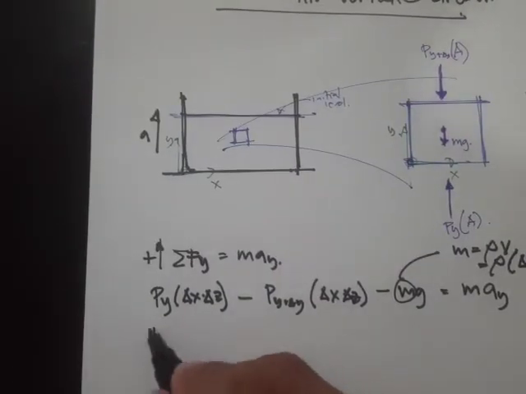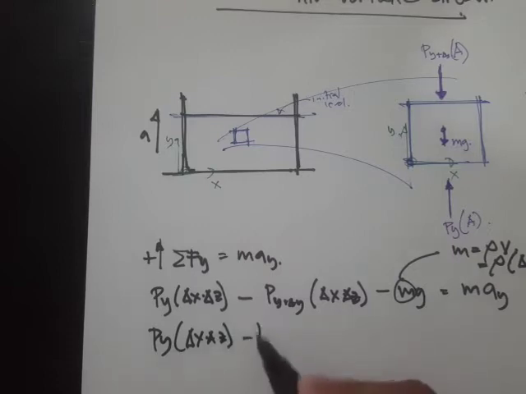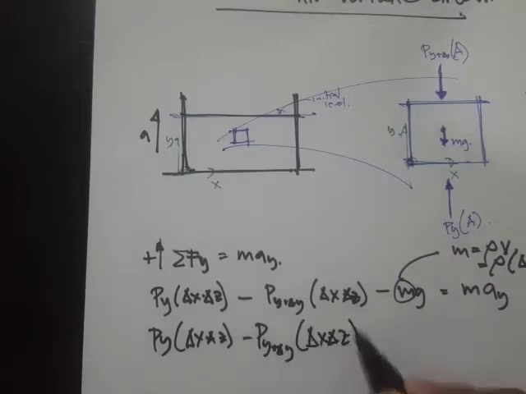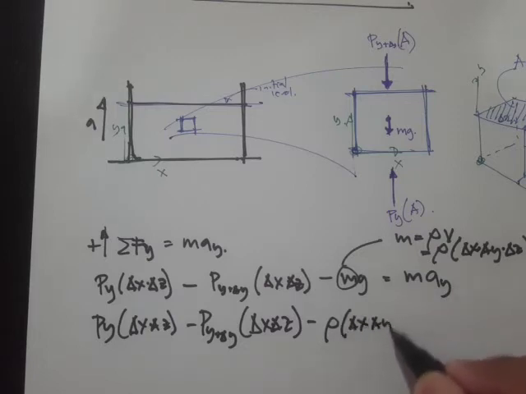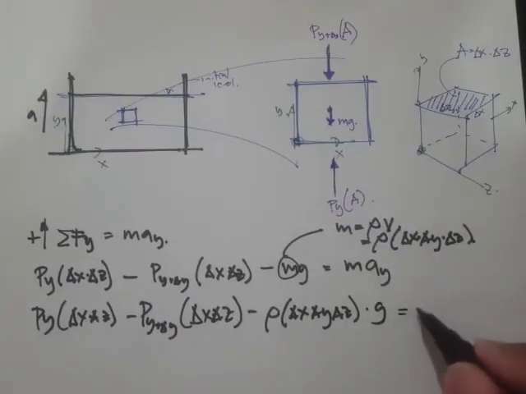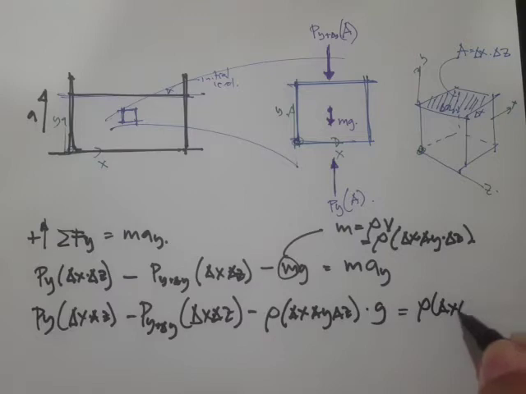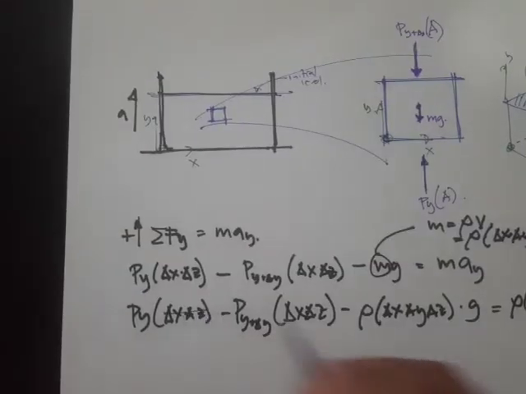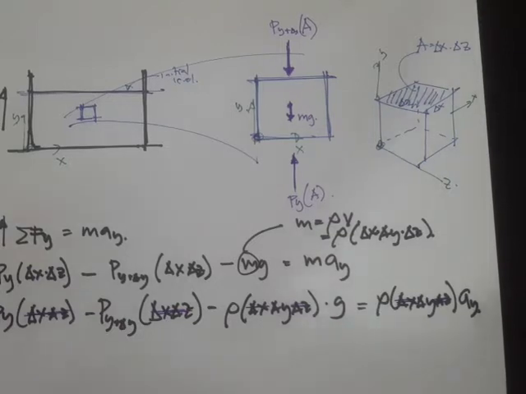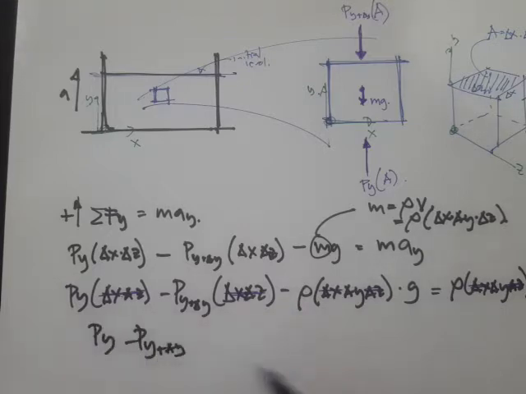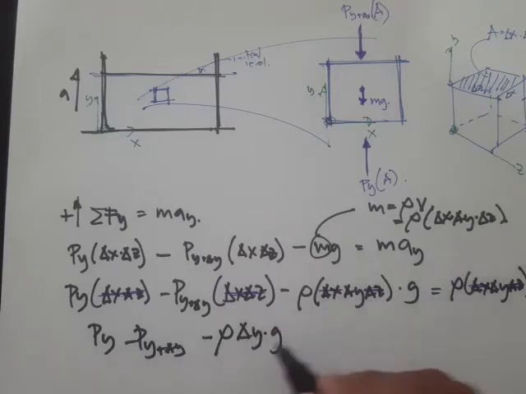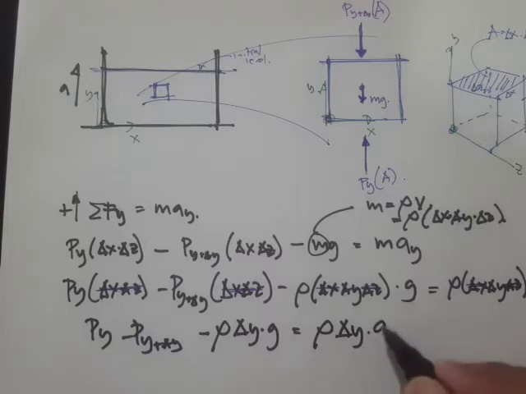So p sub y times delta x times delta z, minus p sub y plus delta y times delta x times delta z, minus rho, the mass density, times the volume, which is delta x delta y delta z, times the gravitational acceleration g, is equal to, again, the mass, which is rho times delta x delta y delta z, times the acceleration along the y direction. Since we have delta x delta z in every term, let's simplify the terms: p sub y minus p sub y plus delta y, minus rho delta y times g, equals rho delta y times a sub y.